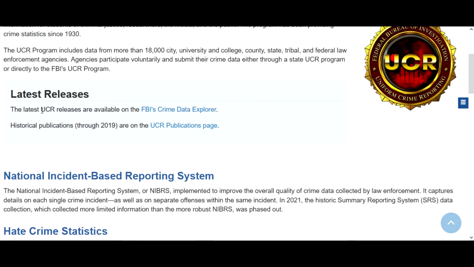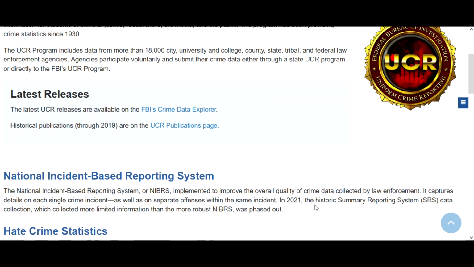So the UCR is good to watch larger trends, but it doesn't really give that much information. It's hard to predict any kind of patterns from just the UCR. And so this led to the National Incident-Based Reporting System. Still to this day, it has not been widely accepted across the entire United States, but it is still pretty well done.